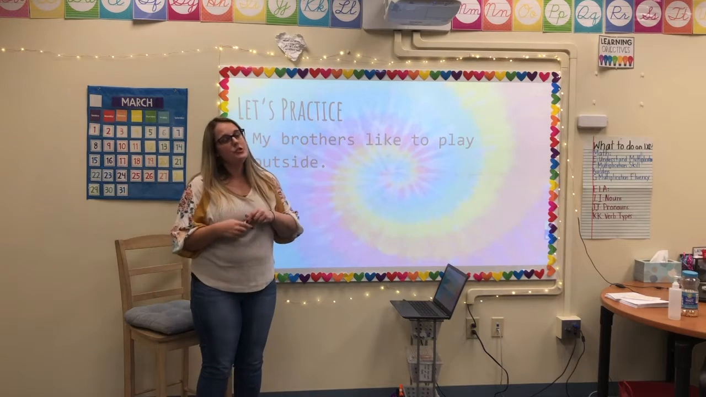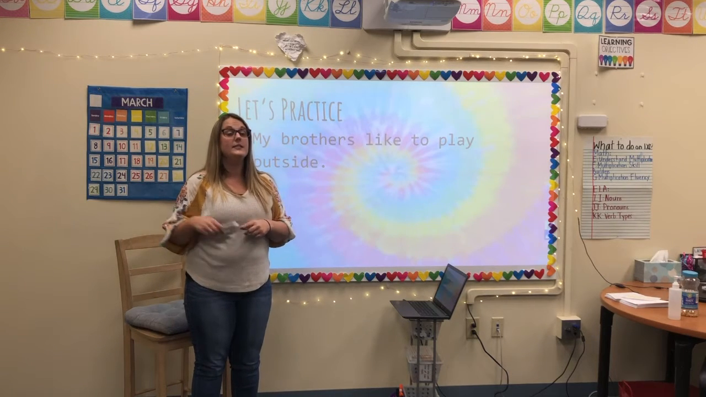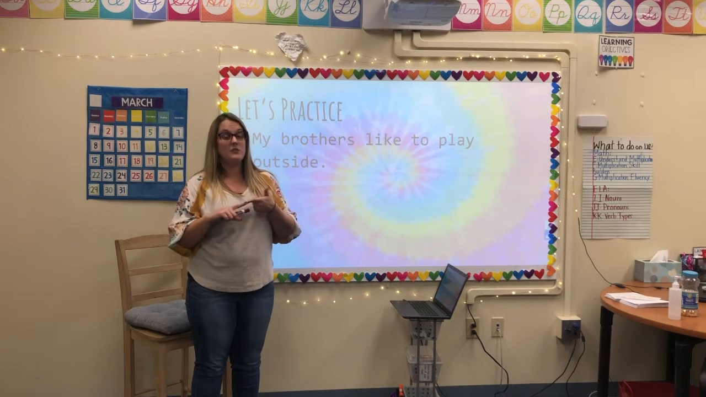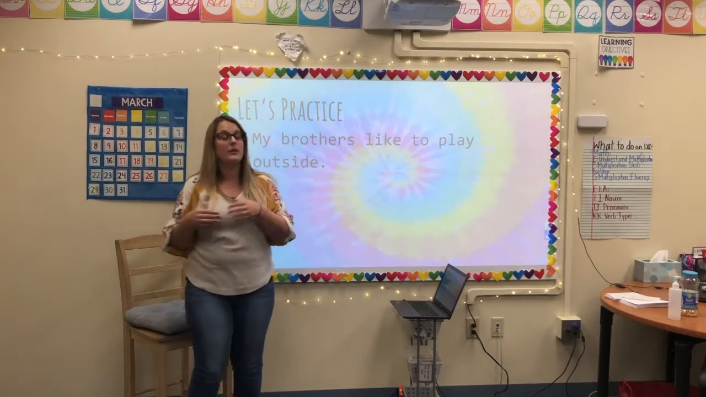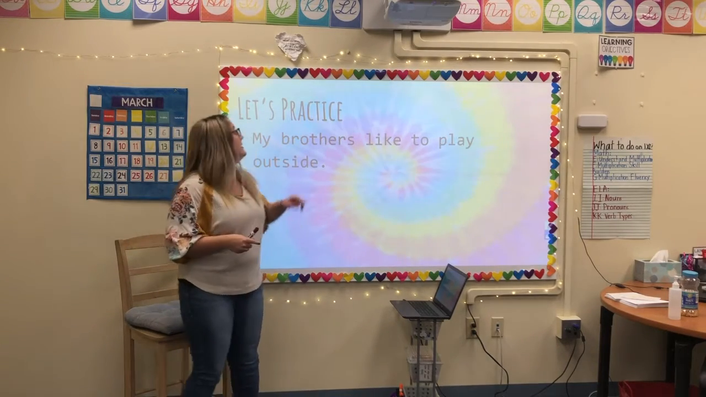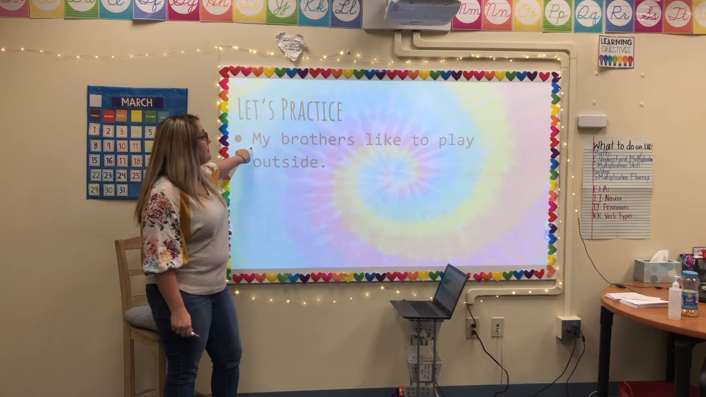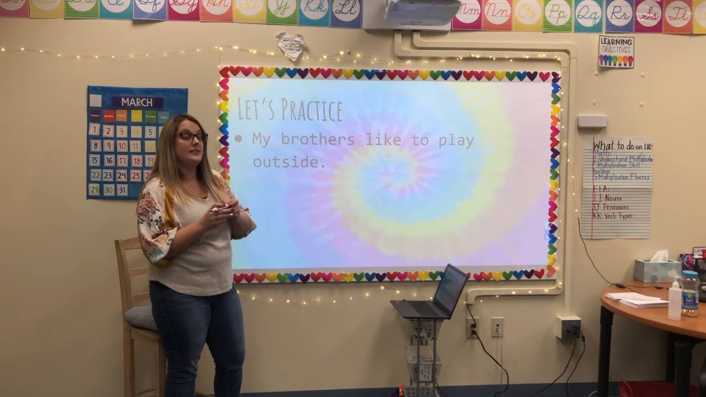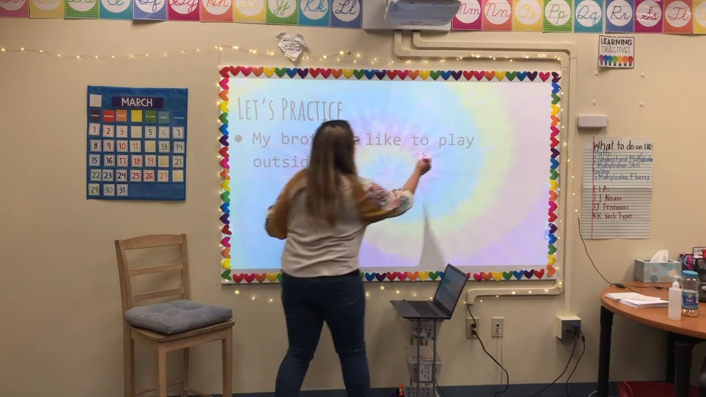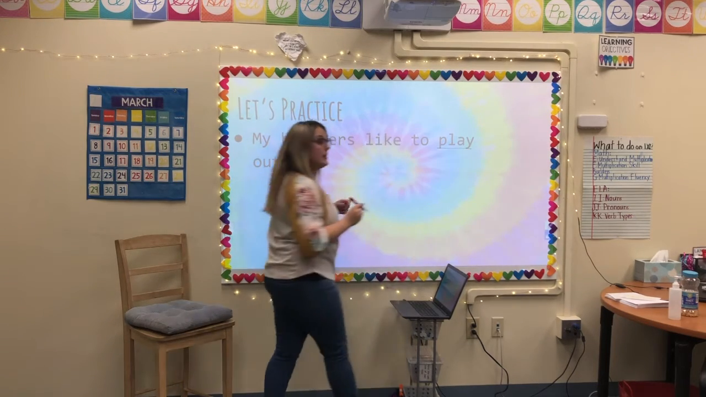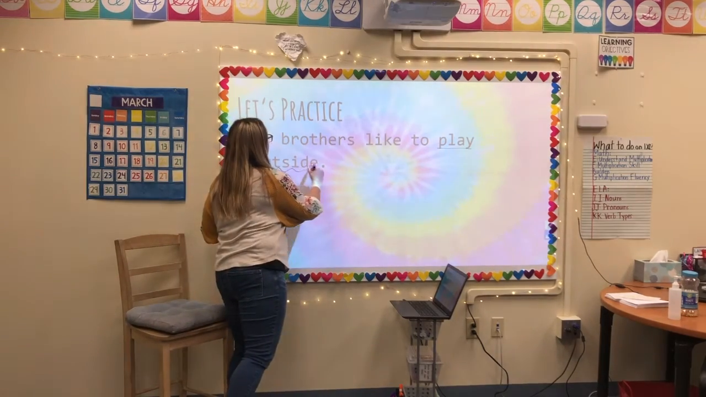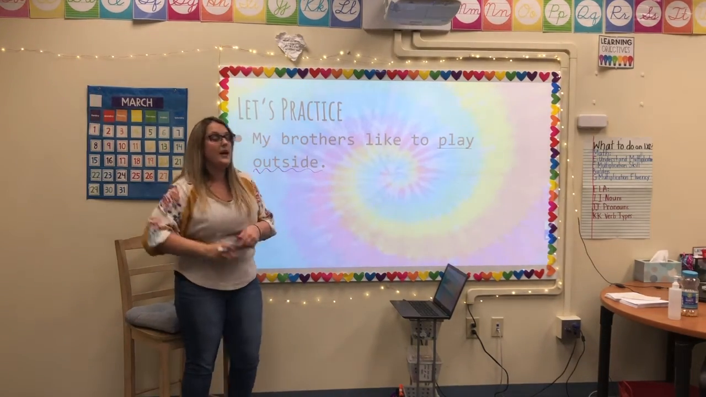The first thing you should do when you're looking for your adverb in a sentence is locate your verb. And then you can decide if it's an adverb that tells where, how, or when after you find the adverb. In this case, we're looking for adverbs that tell where. Our first sentence is, my brothers like to play outside. So my action in this sentence, my verb, is play. My brothers like to play. Where do they like to play? They like to play outside. So my adverb in this sentence is outside.